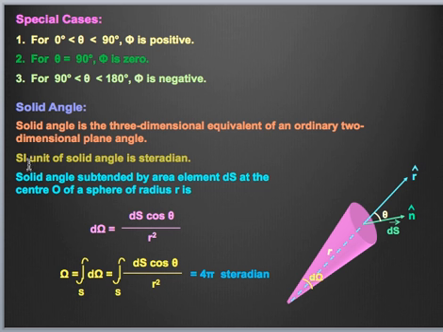The SI unit of solid angle is steradian, and the equation for this is d omega equal to ds cos theta upon r square. After integrating this equation, we get omega equal to the surface integral of d omega, equal to the integral of ds cos theta upon r square, and after solving this we get 4 pi steradian.